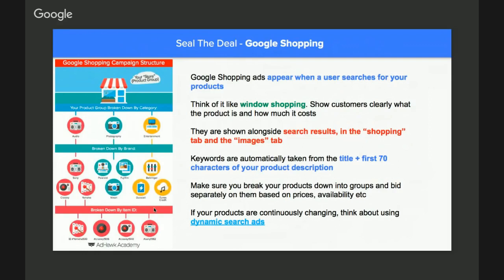Google automatically takes your keywords based on your Google Merchant Center account, which is basically a product feed of all of your products. It looks at the title of your product and the first 70 characters of your product, and then uses that as keywords. So it's actually not that much maintenance, Google Shopping, but it is a little hard to get it set up. But once you have it set up, it's not as much maintenance.